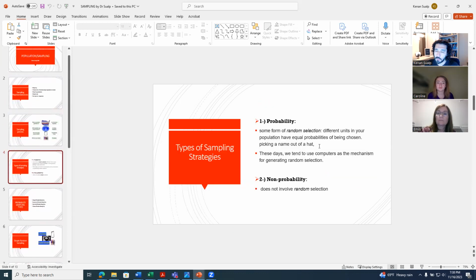Go back and okay. We have probability and non-probability types of sampling strategies. Probability is when every single member of the population has an equal chance of being selected to the sample. Then you are using one of the probability sampling strategies. However, in non-probability, every single member of the population doesn't have an equal chance of being selected to your sample.